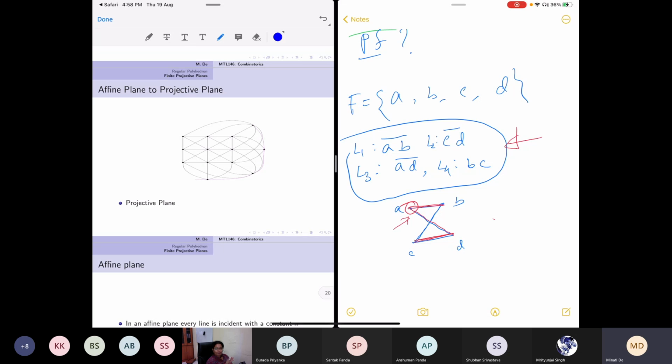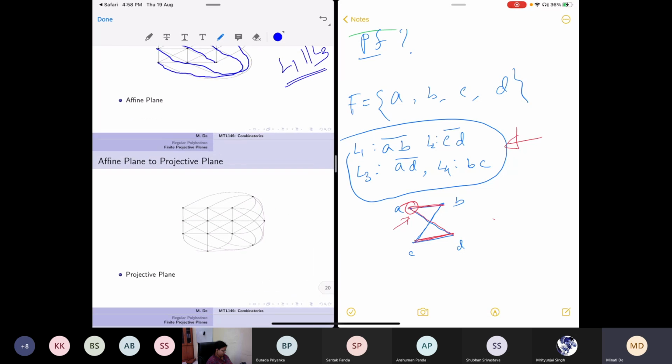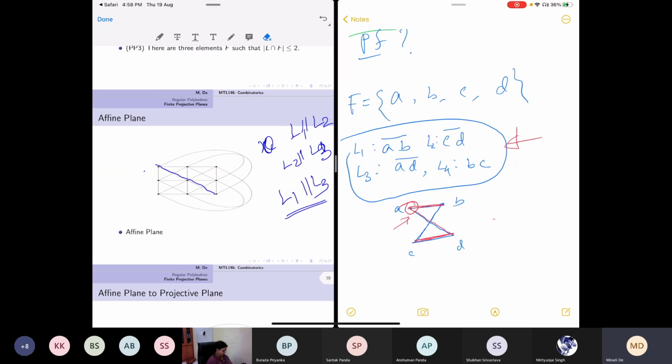And how to convert now one affine plane to a projective plane, so that you can see, for example, here for the illustration. So I had one, quickly, just a minute, yeah.